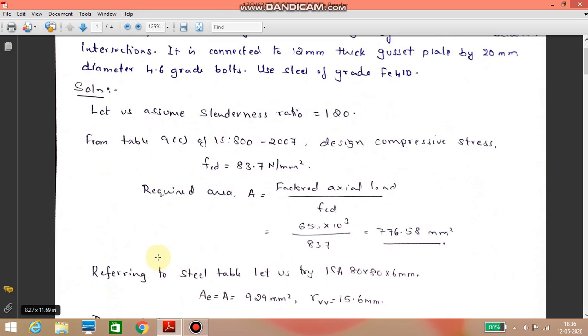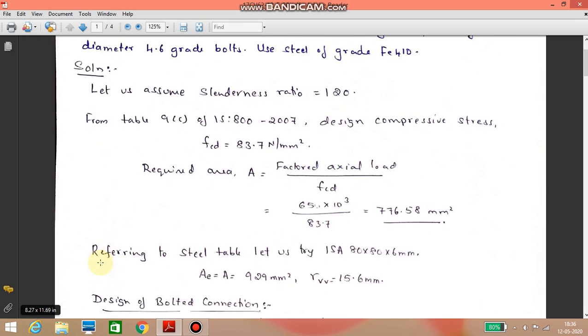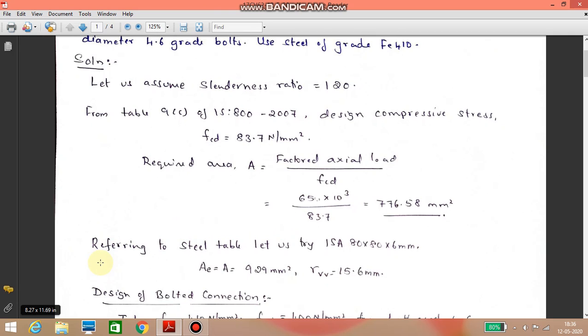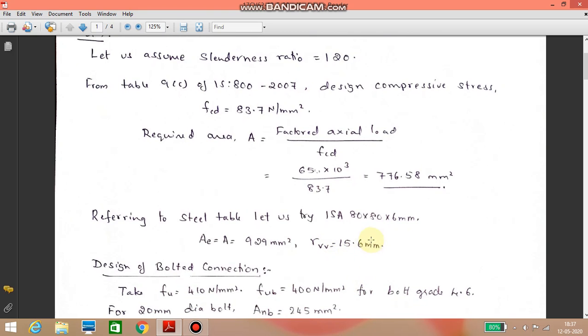Hope now everyone is aware of steel table and how to read the steel table. So from this video onwards I will not look into the steel table much to save some time. Referring to steel table, let us try ISA 80 by 80 by 6 mm. First, we have to choose a section and we have to check whether it will pass or not. So, Ae or A equal to 929 millimeter square, r_vv equal to 15.6 millimeter. This is nothing but radius of gyration about the minor axis.